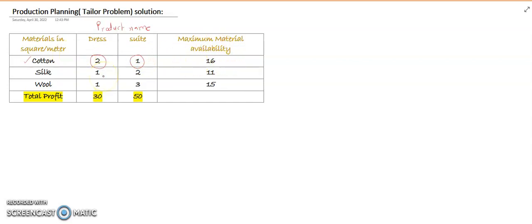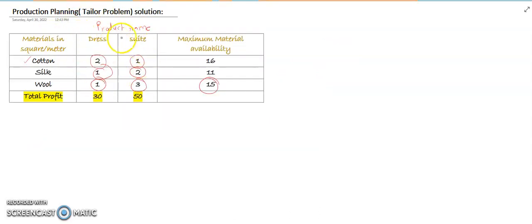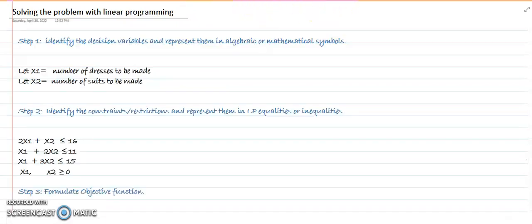Whereas the dress requires 1 square meter of silk, and the suit requires 2 square meters of silk, and the maximum availability is 11. And wool, a dress requires 1 square meter of wool, and a suit requires 3 square meters of wool, and the maximum daily availability is 15. All this information is available in the problem as I described here. So we have created the data table, and the profit per dress and per suit is given as 30 and 50. Right, now what are the steps in creating the LP model?